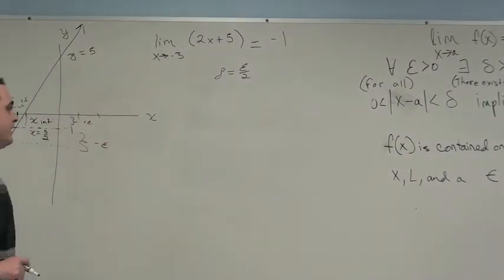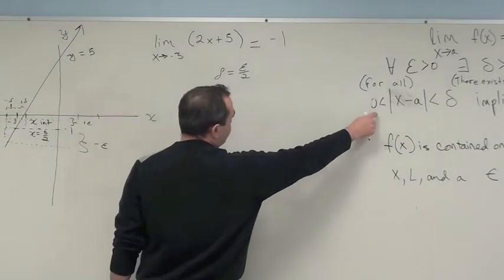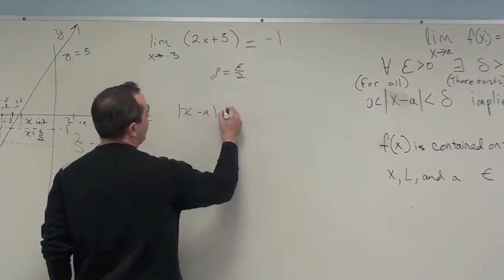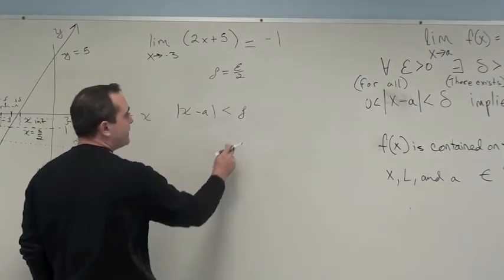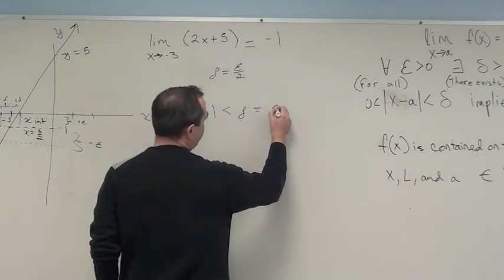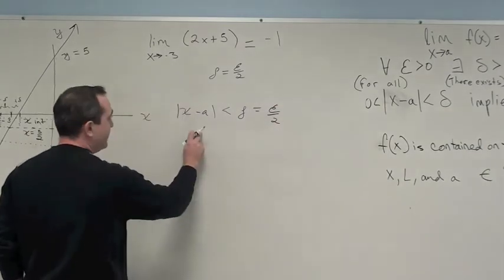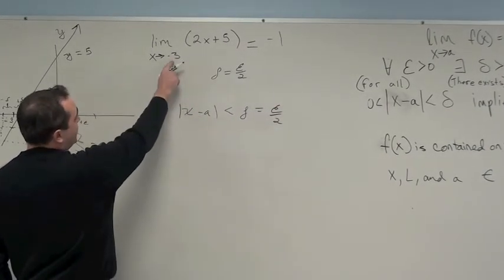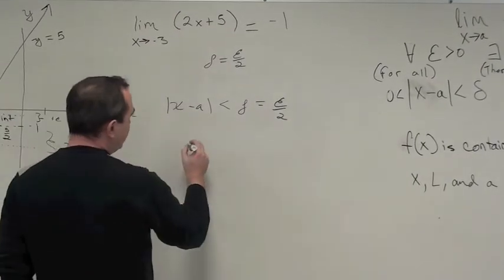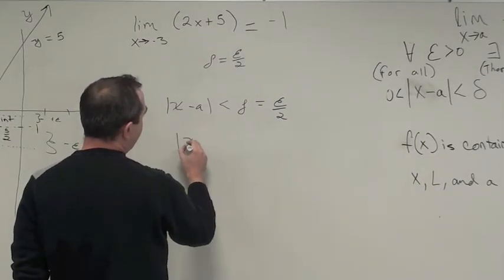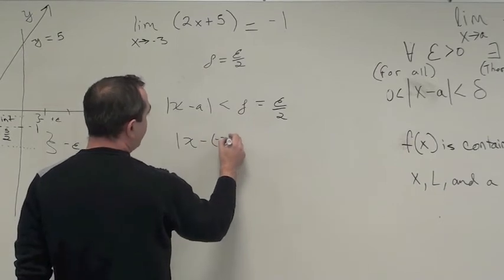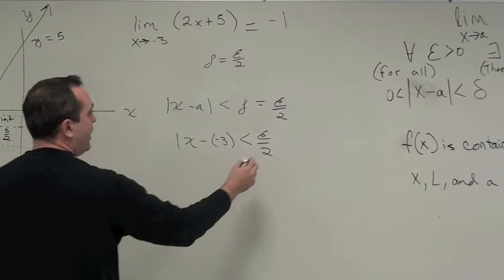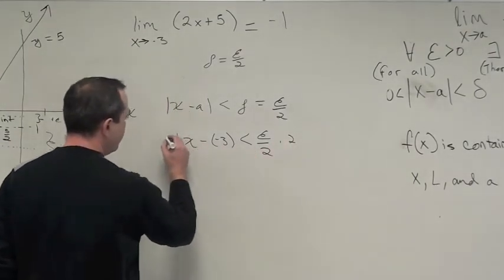So what we want is we start with this statement over here, and we have the absolute value of x minus a, which is less than our delta. In this case, we know our delta is equal to epsilon over 2. And the a that I'm approaching is negative 3. So let's do a little bit of arithmetic, and we have the absolute value of x minus our negative 3 less than our epsilon over 2. I'm going to multiply both sides of the equation by 2.